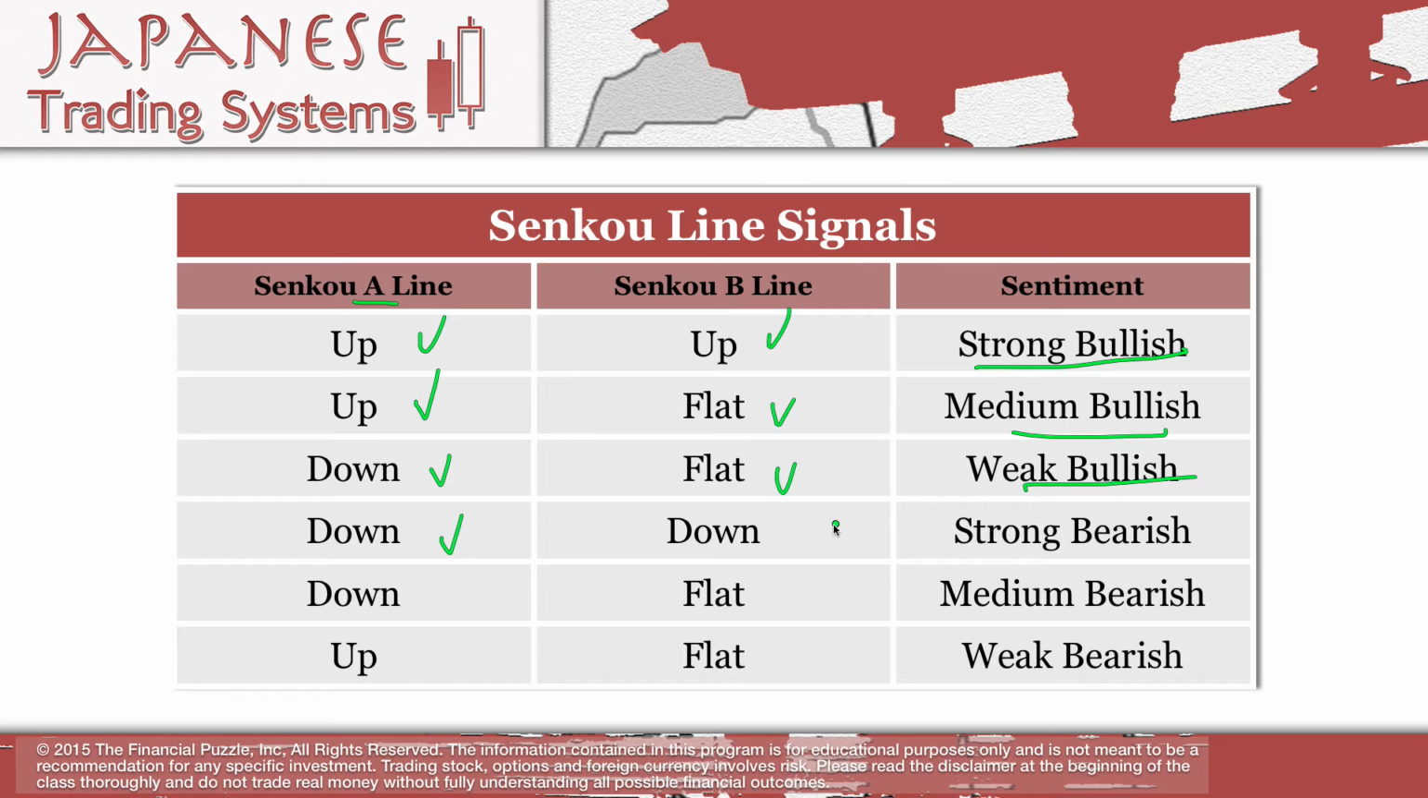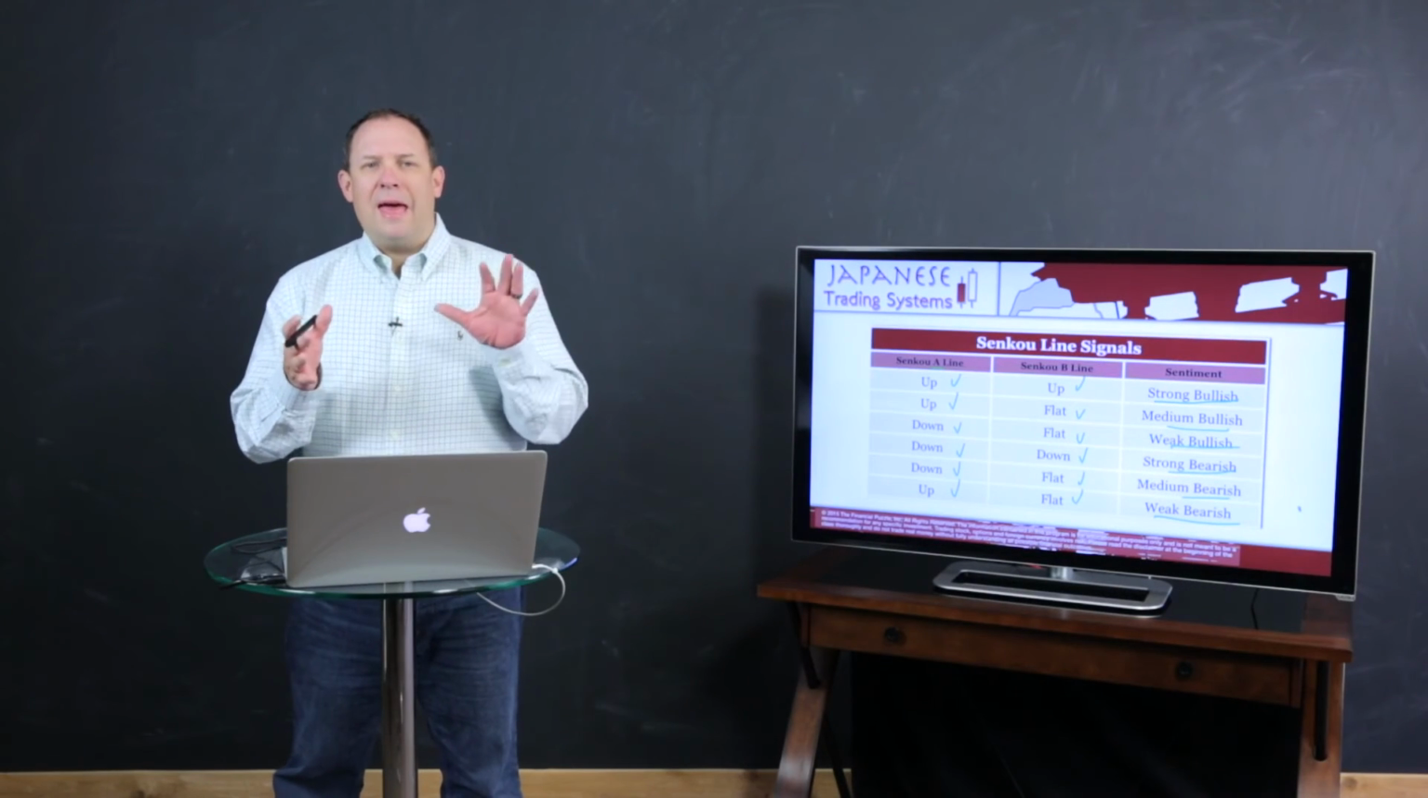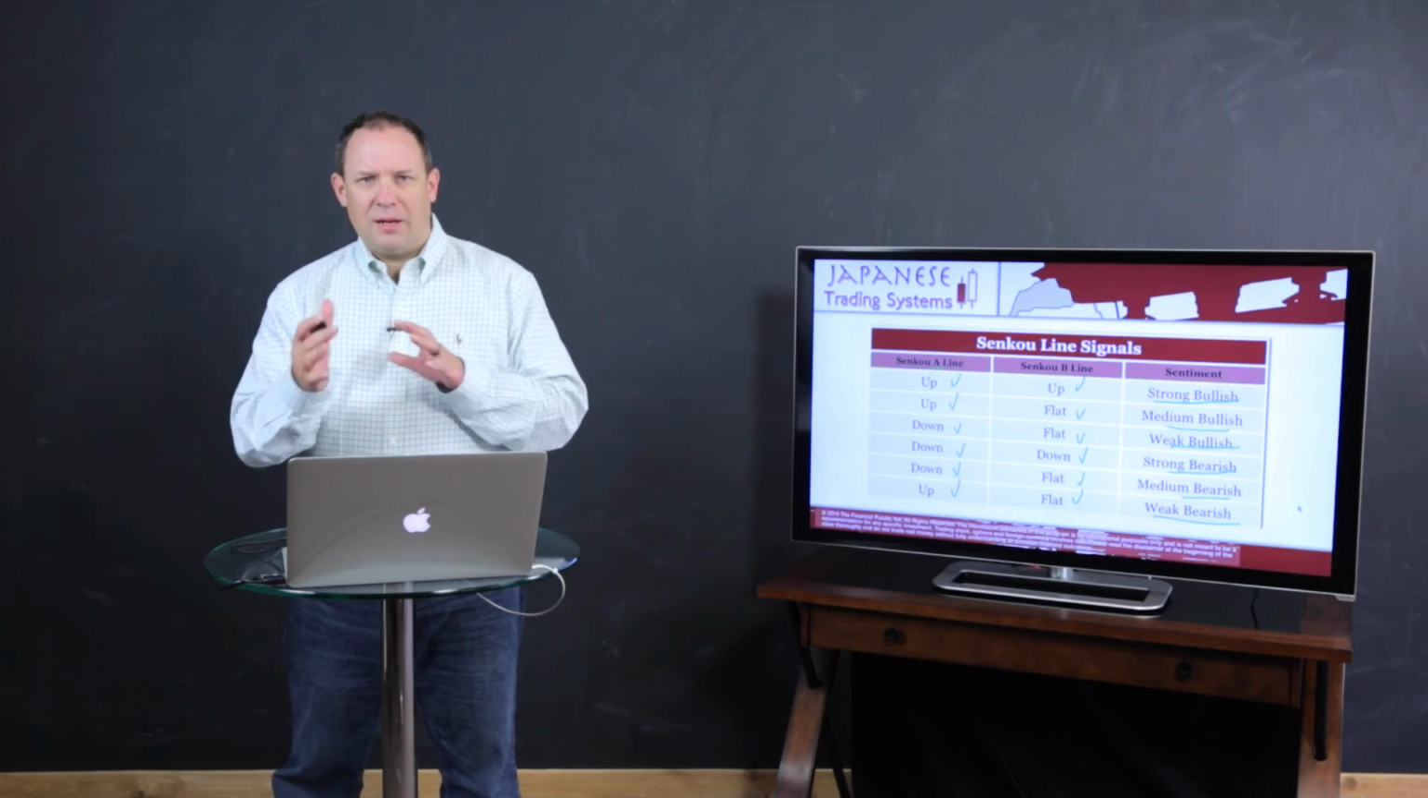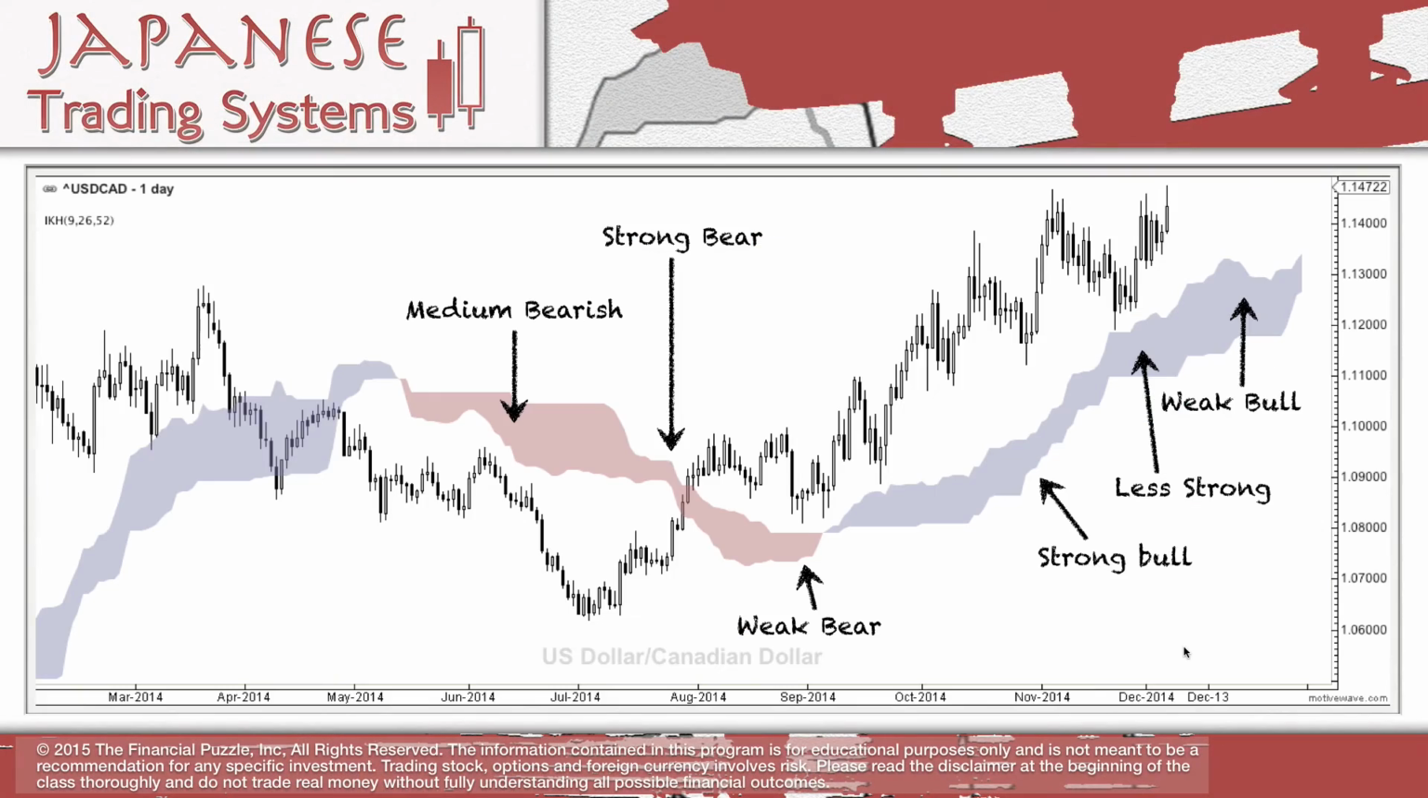When A is down and B is down, it's strong bearish. When A is down and B is flat, medium bearish, and when A is up and the B line is flat, it is weak bearish. You can just look at that chart. You've got it there in your notes. You can compare it to the charts and start to synthesize that data. Let's look at a couple of examples and hopefully bring some clarification to this.